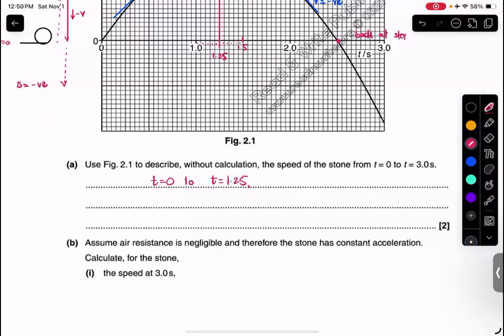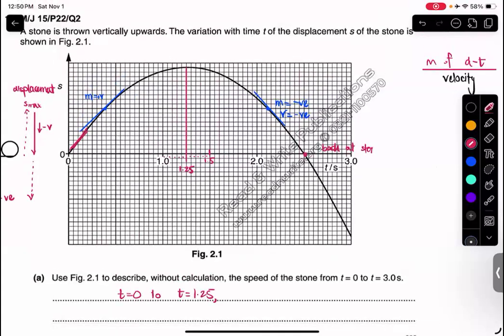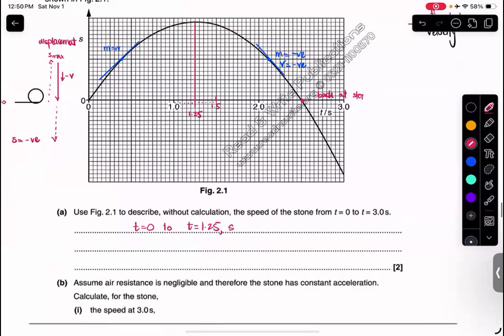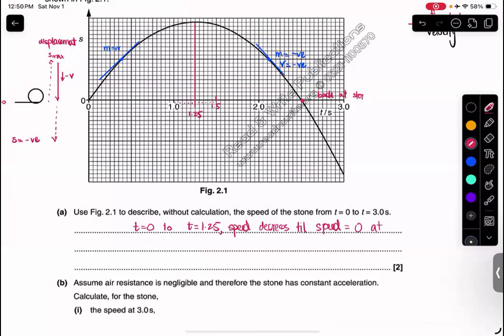Be very precise. Do you see that you start off with the maximum speed and then your slope starts to fall? And slope starting to fall means that your speed starts to decrease. Speed decreases till speed is equal to 0 at 1.25 seconds. Then at 1.25 seconds, the speed switches downwards and keeps increasing till 3 seconds.